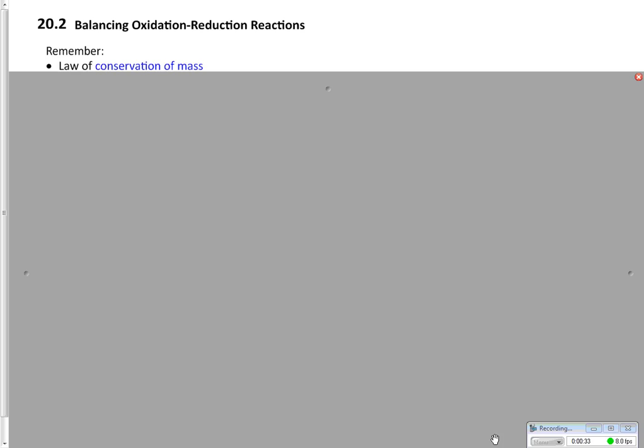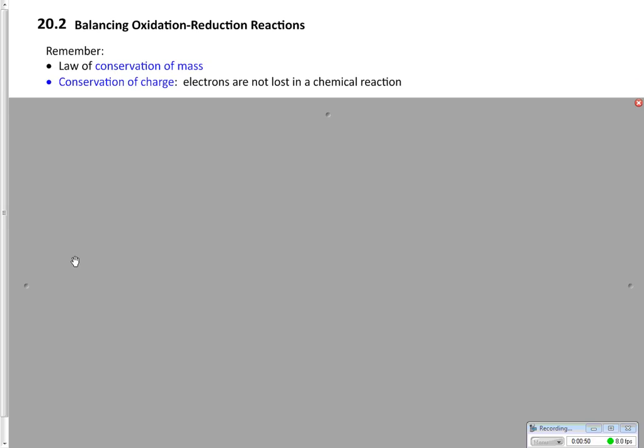Whenever you balance a reaction, the first thing you have to remember is to balance it according to elements so that you obey the law of conservation of mass. So you go element by element to make sure each side has the same number of atoms. But it's also important that you balance total charge, so that overall electrons are not lost in a chemical reaction, or overall they are not gained. So not only does the number of atoms of each element have to be balanced, but so does the charge overall.